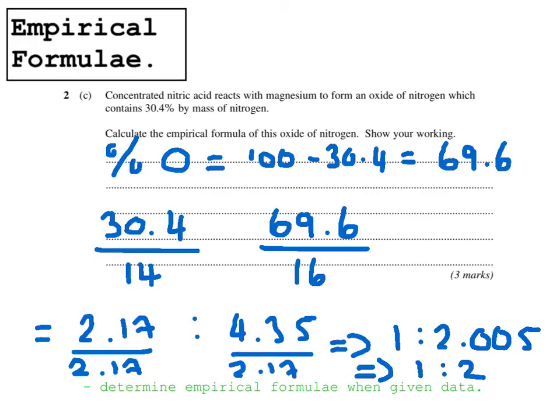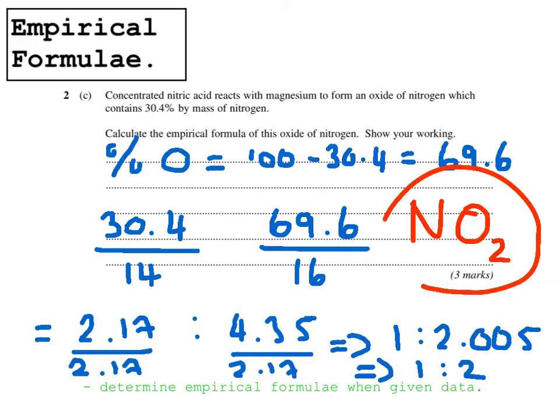Now that isn't the last step. What you must do then is write the actual formula, because what they're asking you in the question is to calculate the empirical formula, not just the ratio. They want you to put down the formula. So this basically tells us there is one nitrogen for every two oxygens, and so the formula is going to be, from that ratio, NO2. And that is our answer.